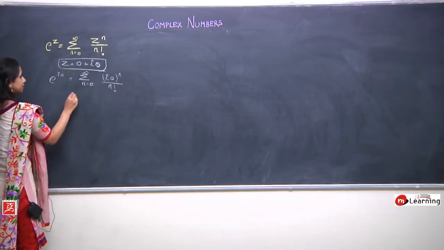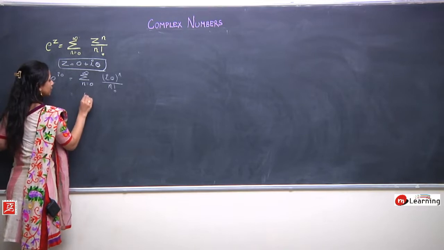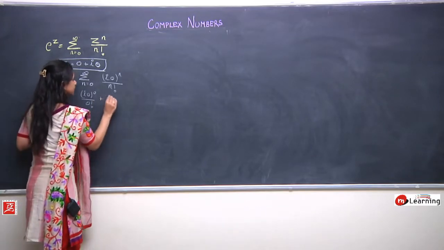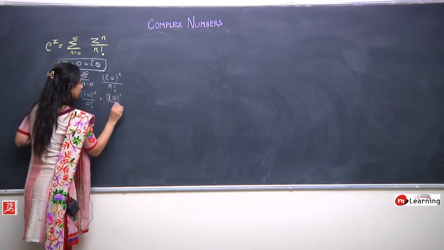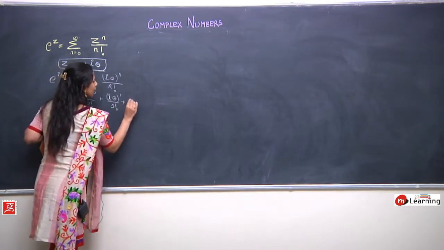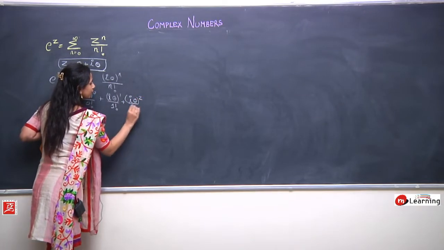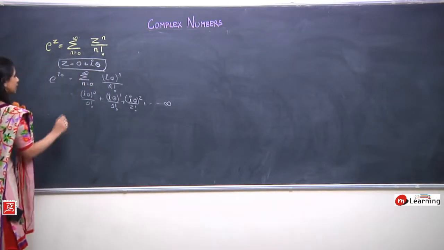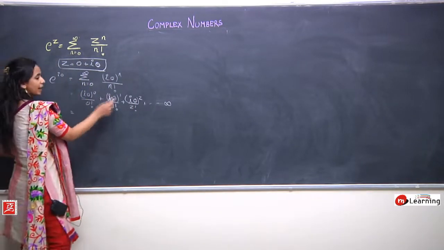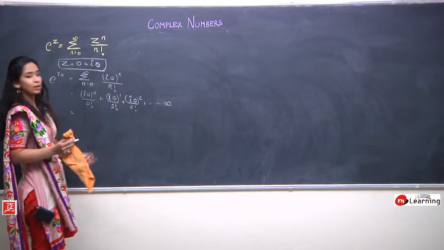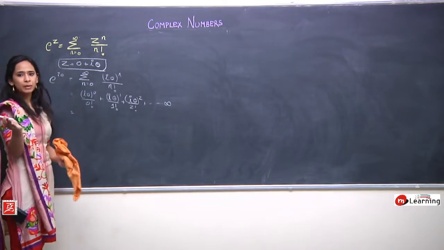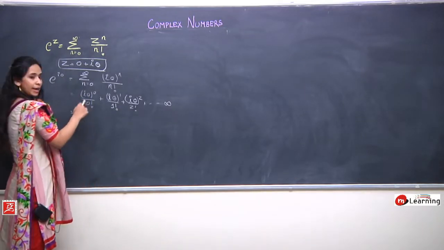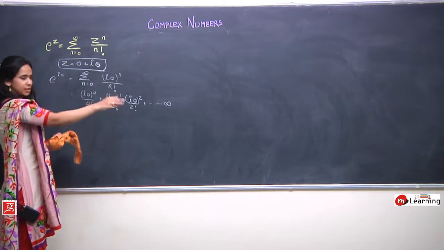This can also be written as iota theta to the power 0 upon 0 factorial, which is equal to 1, plus iota theta to the power 1 upon 1 factorial, plus iota theta square by 2 factorial, up to infinity. Now we all know that the odd powers of i always give us imaginary numbers, and the even powers of i always give us real numbers, because i square and i to the power 4 are minus 1 or 1, and i to the power 1 or i cube is always i or minus i. So I am just separating the real terms and the imaginary terms.